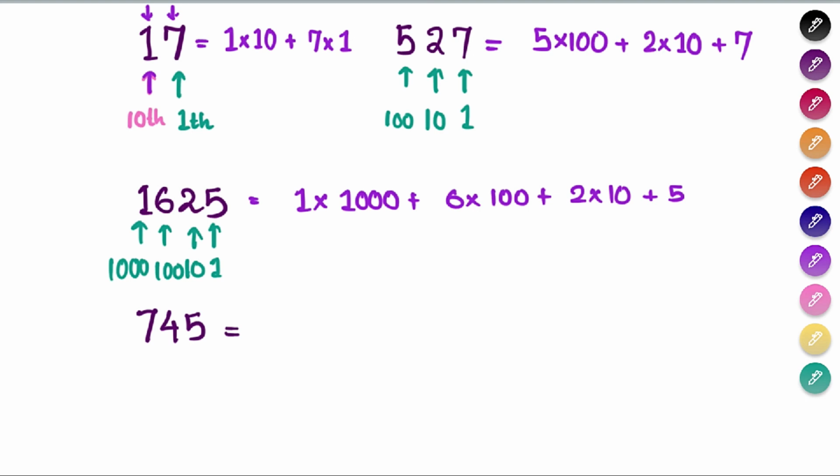Now that we know this concept, we can write this directly. 7 is in the 100's place, so we directly write 700. 4 is in the 10's place, so we directly write 40. 5 in the 1's place, we directly write 5. Instead of writing the products, we directly write this. Now you must be wondering why I am saying this to you. Just wait a minute and you will see the magic happening.